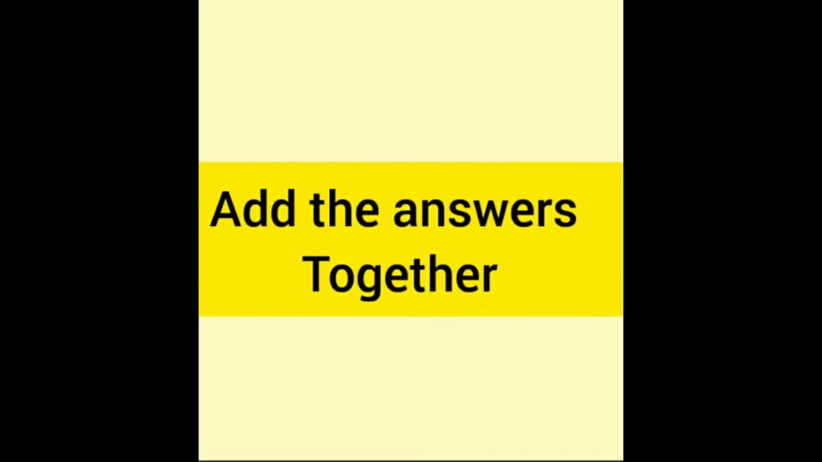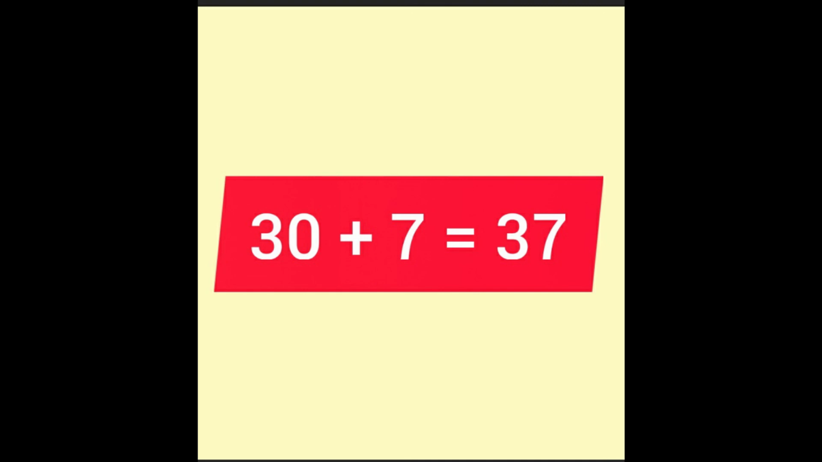Step 5. Add the answers together. That is 30 plus 7 is equal to 37.